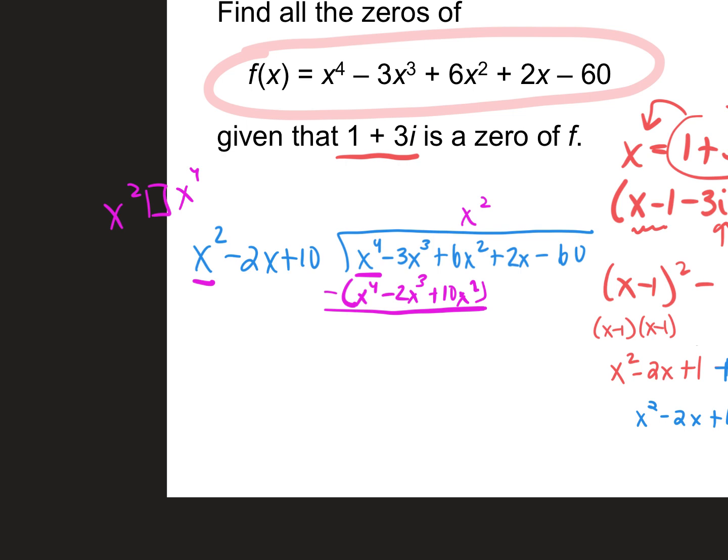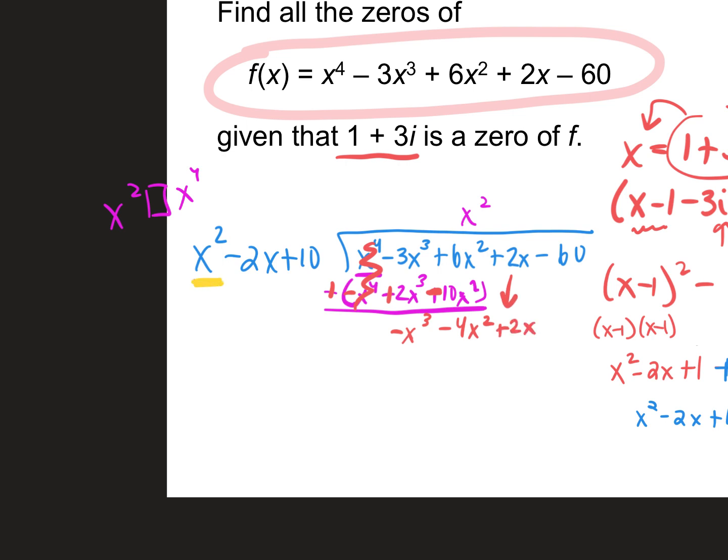Before I subtract, what do I have to do with that minus sign? Distribute, distribute, distribute. So this becomes 6x squared minus 10x squared. It's negative 4x squared. Negative 3x cubed plus x cubed is negative x cubed. And then what happens to your x to the 4th? They cancel, and then you bring down your plus 2x.